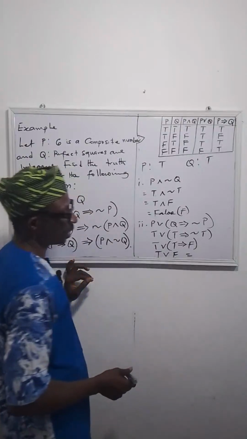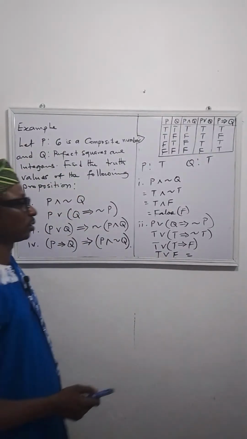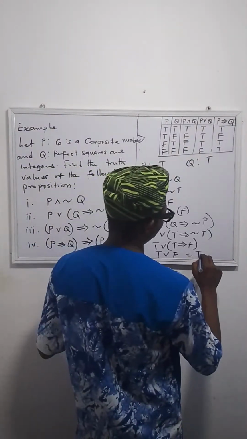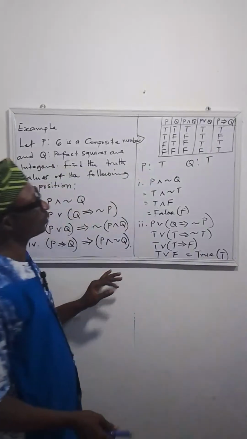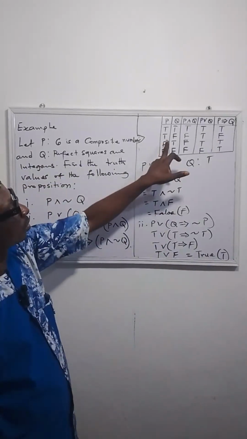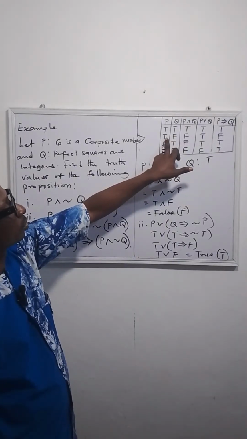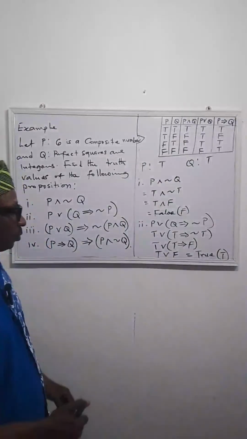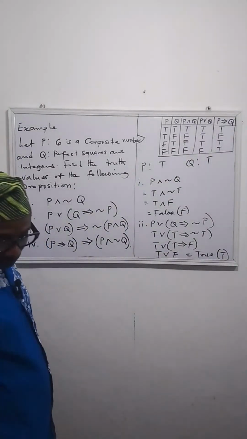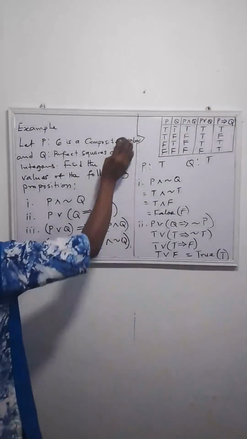And what is going to be the answer to this? True or true? That gives us what? True. So the result is true. True or false? Let's see, this is the OR table. True or false is true. So the answer is true. Okay, so now let's move down to the next question.